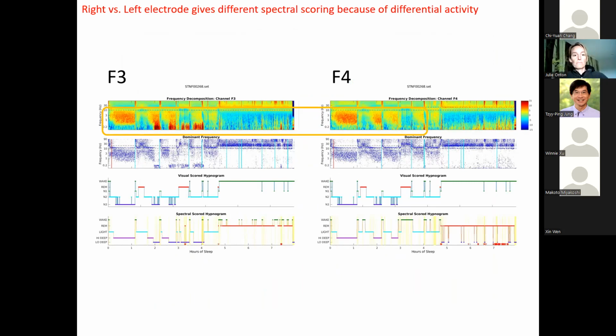But F3 has obvious low deep sleep, F4 does not. So for me, I get two different scorings at the bottom there for F3 versus F4, whereas of course they have one visual scoring for that one night. And I think this is something that you want to get around by looking at as many channels as you can. And usually they look the same. Every once in a while they look very different like this.